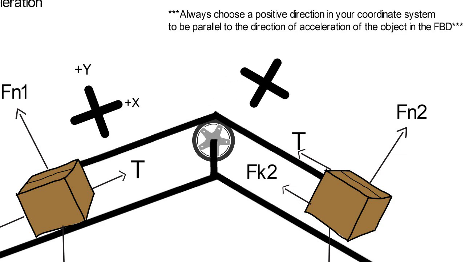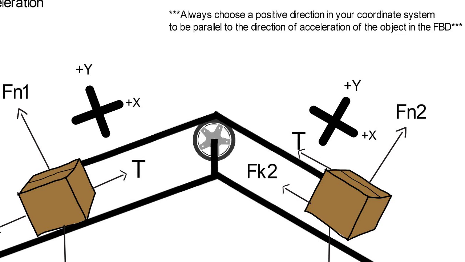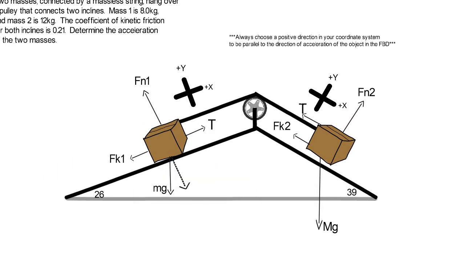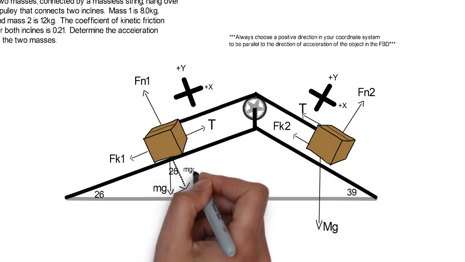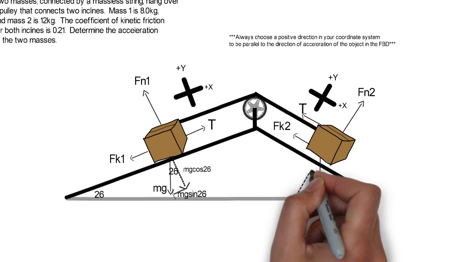Once we have this coordinate system, we need to draw the components for any forces which are not aligned with our coordinate system. And for both of our free body diagrams, it turns out we need to draw the components for gravity. So we'll do that, and we'll make sure to calculate both the x and y components for both.